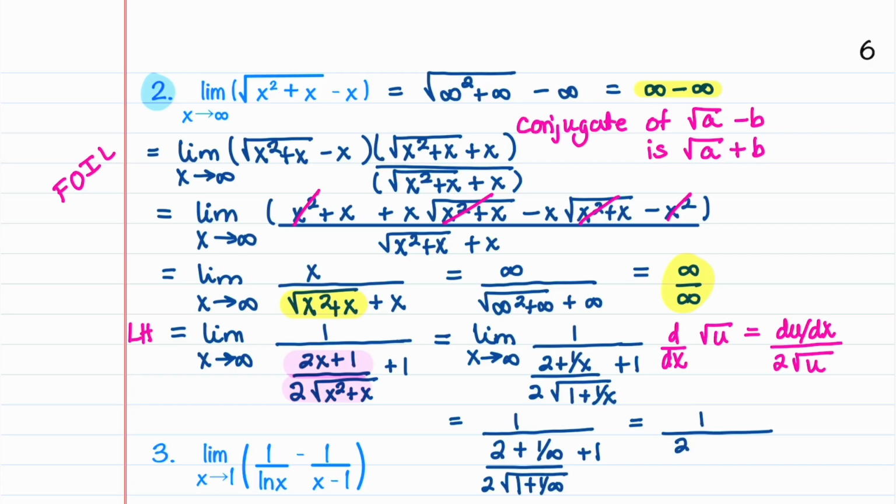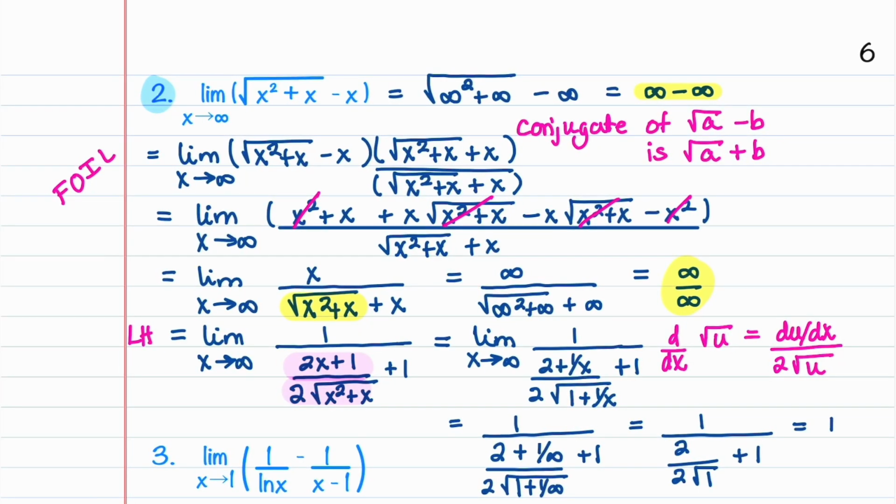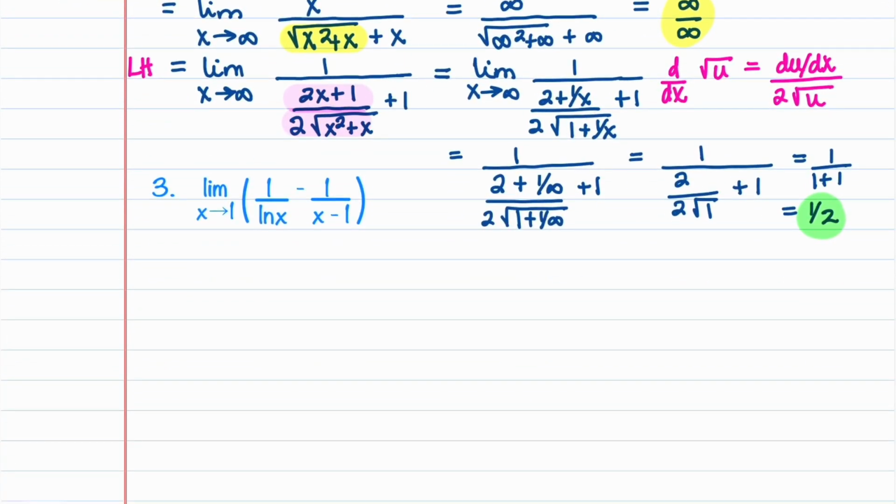1 over infinity is 0, so we just get 1 divided by 2 times the square root of 1 plus 1. And this is 1 divided by 1 plus 1, which is equal to 1/2. That was a long problem, but we did it. Our limit is equal to 1/2. Let's now look at our third example.